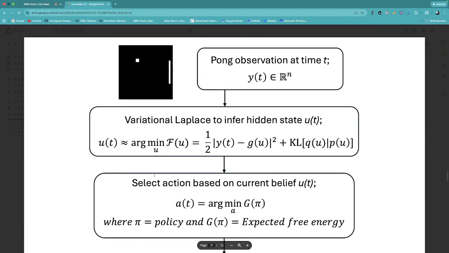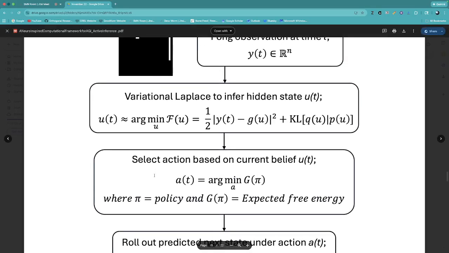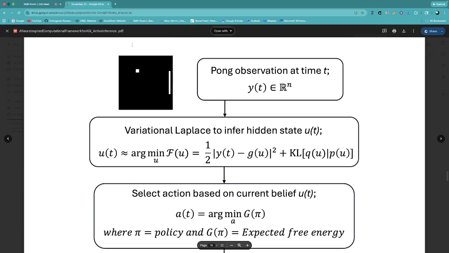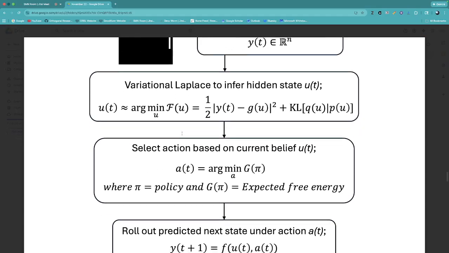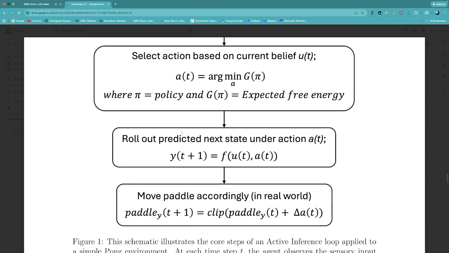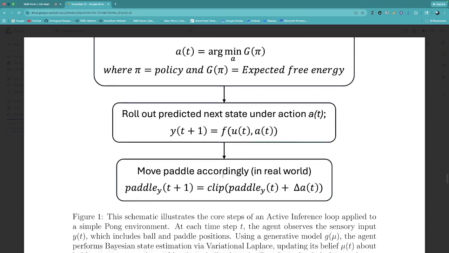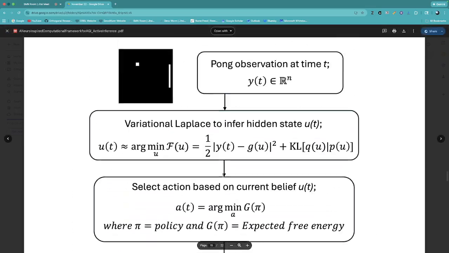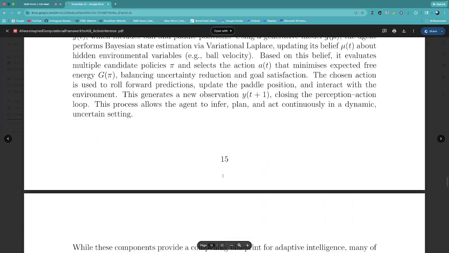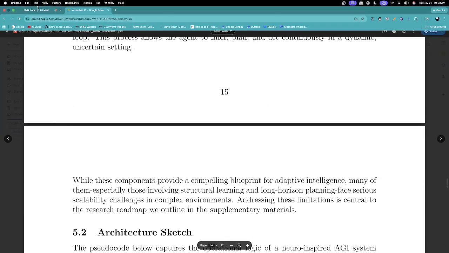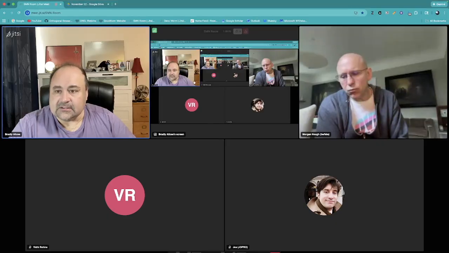So they give an example of their Pong game here. You have an observation at time t of the ball. You use variational Laplace to infer a hidden state. You select an action based on the current belief. You roll out a predicted next state under action a_t, and then you move the paddle accordingly in the real world. And that's your procedure. Okay, so that's that paper.